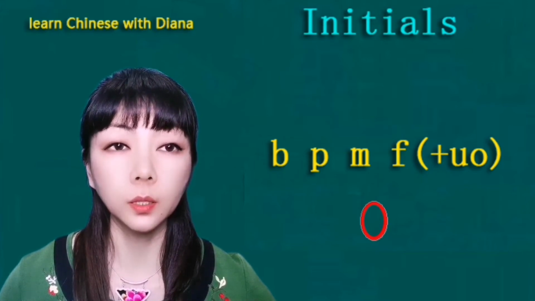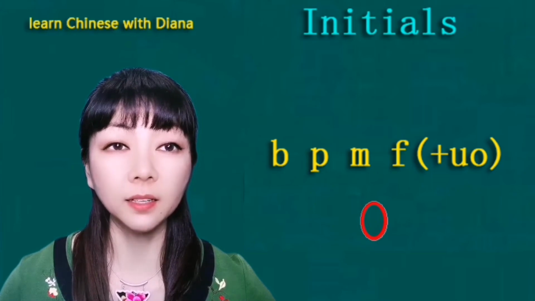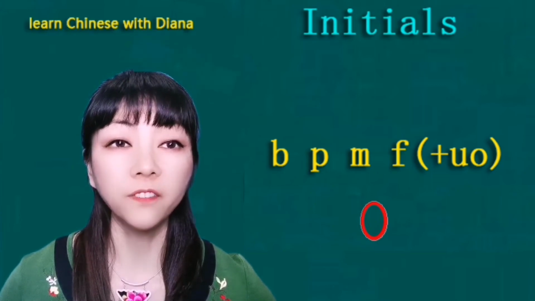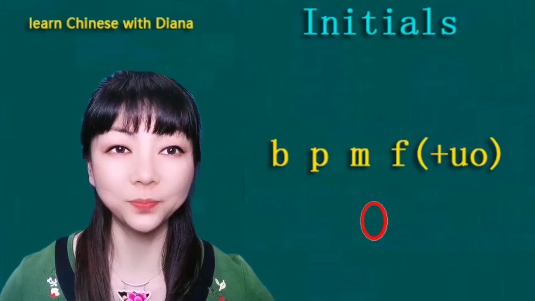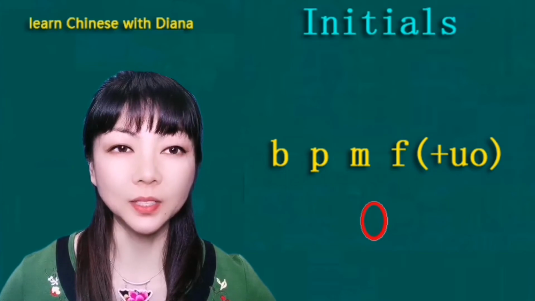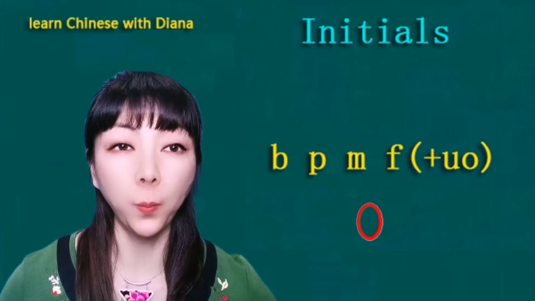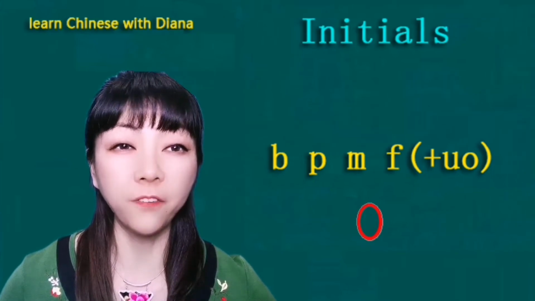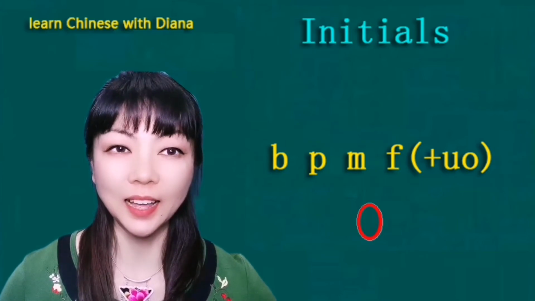Please note, put your upper teeth on your under lip. Please read after me. F, f. Got it? Good job. Let's read it again. Po, po, mo, f. Got it? Good. Next line.